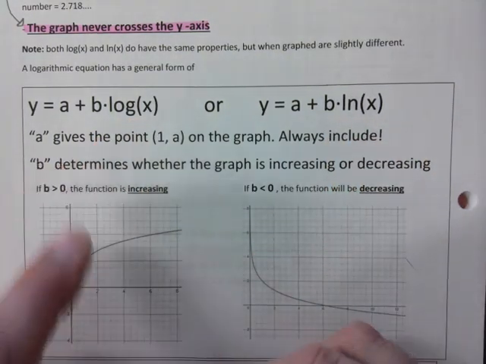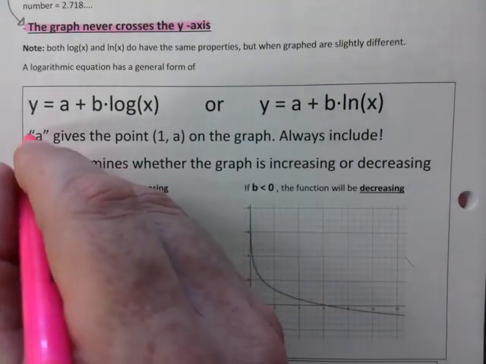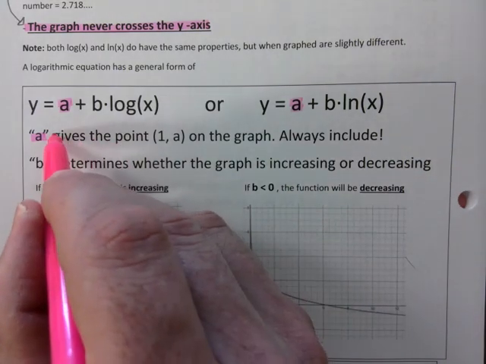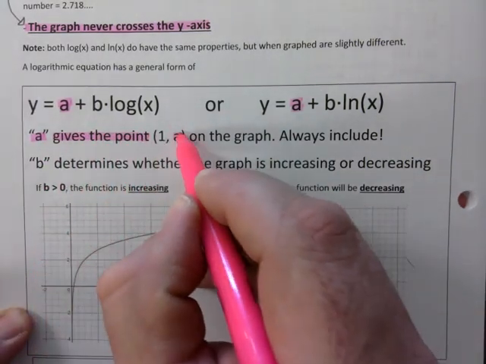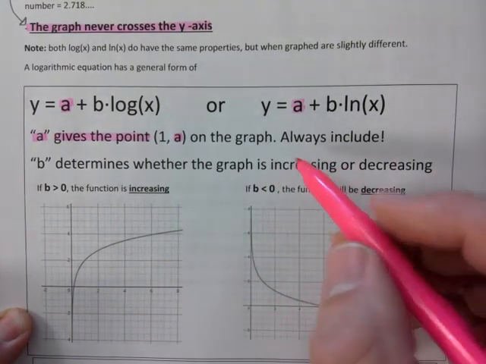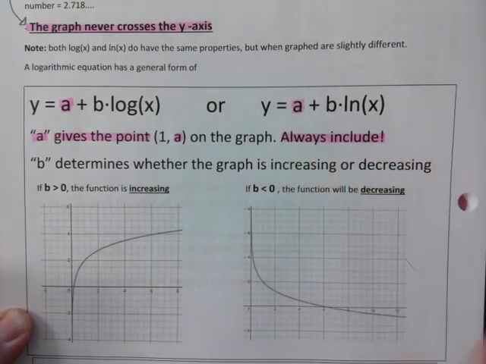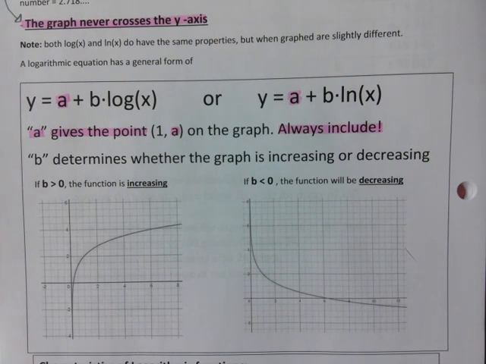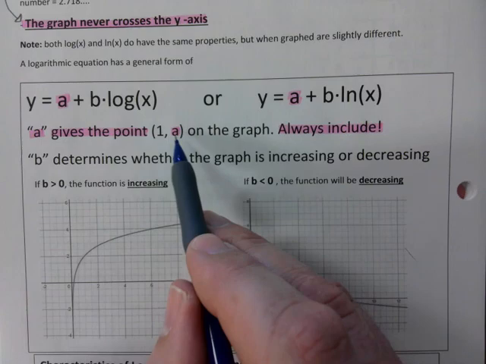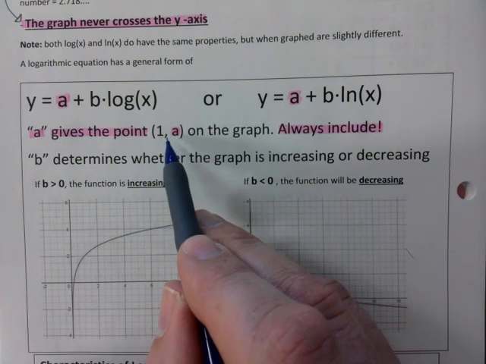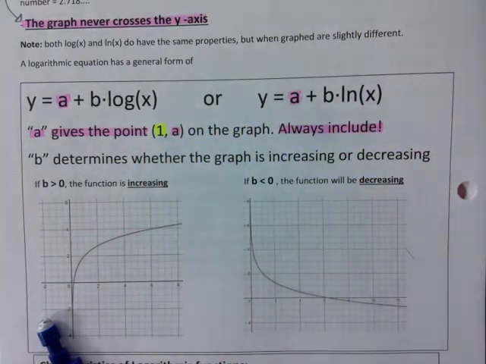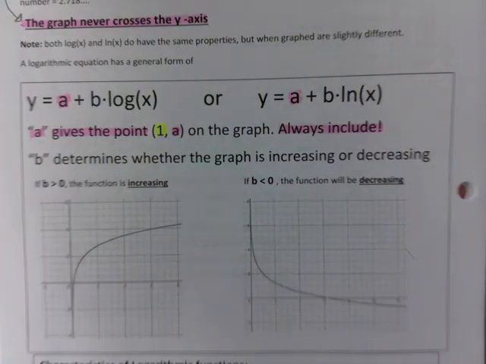This is important here. What does a do? A, this one right here, gives the point (1, a), okay, on the graph. Always include that one. Make sure that point shows up on your graph. (1, a), it's not (0, a). Understand that it's (1, a). I would have, like, later as you build your study sheet, make sure that is on there.